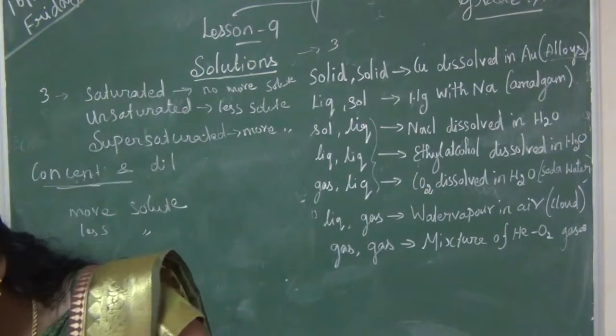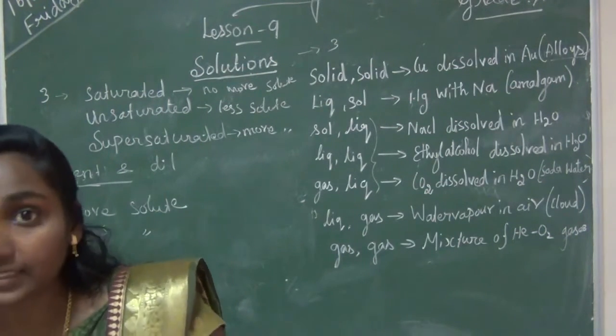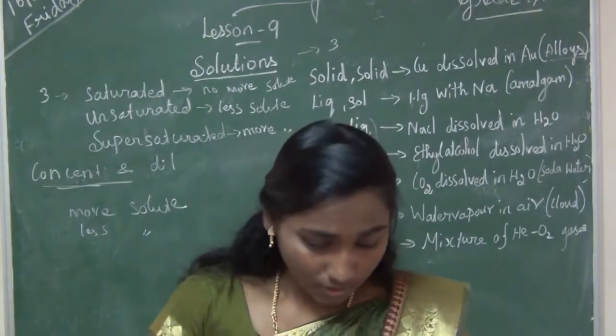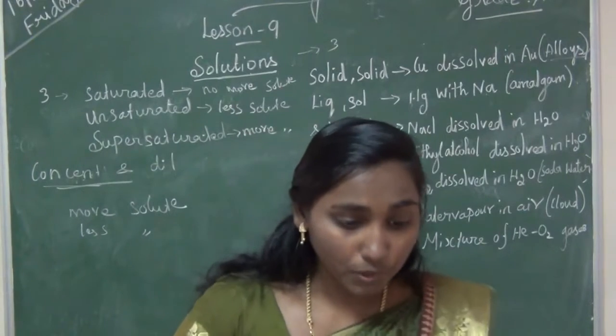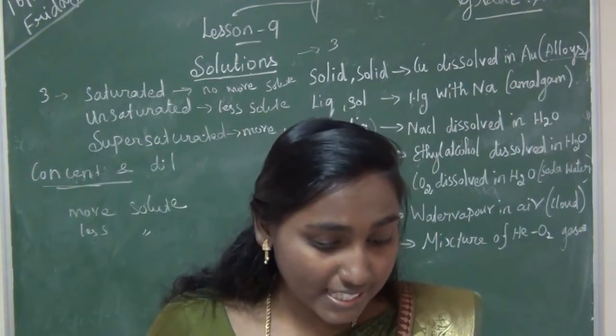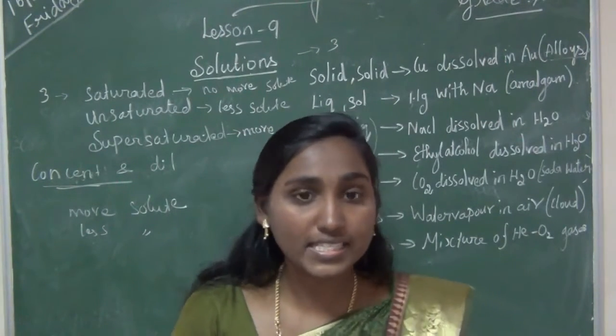Now all of you take your book, take page number 134. Let us mark the question answers. Page number 134, book back question. Choose the correct answer. See the first one. A solution is a dash mixture. A solution is a homogeneous mixture.